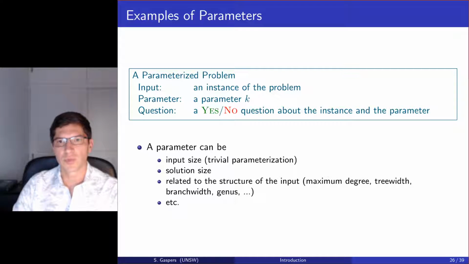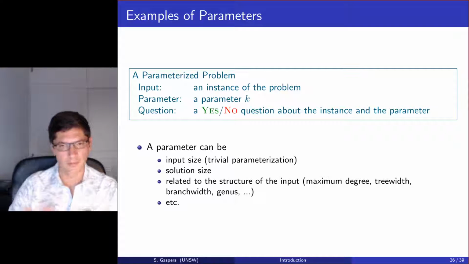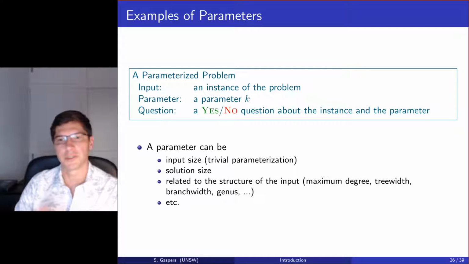And so here are some parameters that are used quite often. One is the input size, which is a trivial parameter. The solution size is very popular, like the size of the vertex cover. But also structural parameters that are related to the structure of the input. For example, the maximum degree of a graph, or the tree width that measures how close the graph is to a tree. We have a whole lecture on tree width, so we'll get more into depth on that parameter. And there are related parameters called branch width, genus, and clique width, and many others.